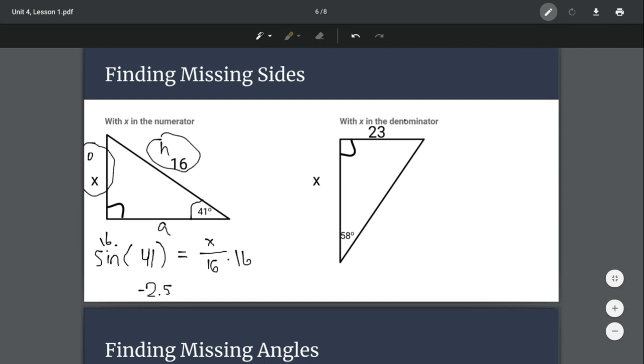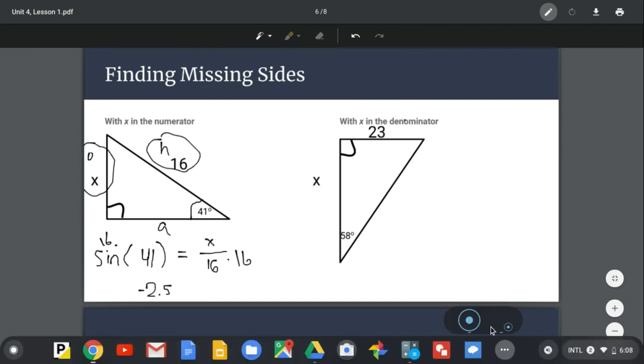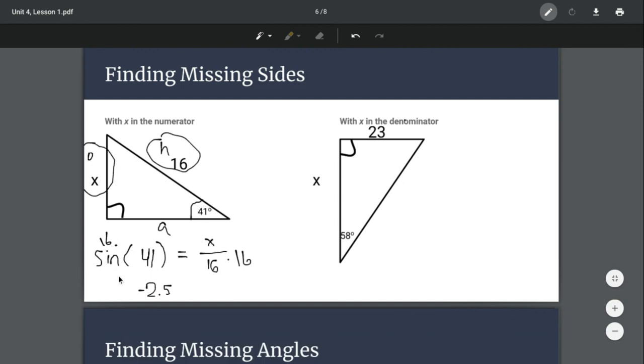Well, we know something didn't go right because there are no negative side lengths in triangles. Well, I do have to say, how you're going to do it is 16 times sine of 41. It is not that. I think that calculator messed up. So forget that, but you know how you would solve.